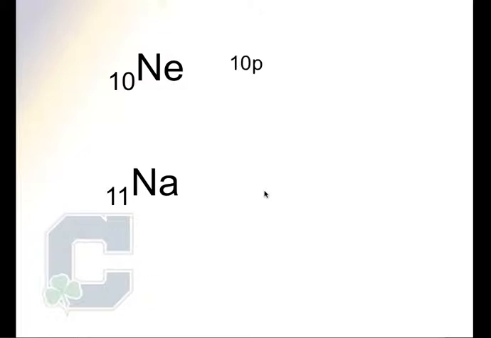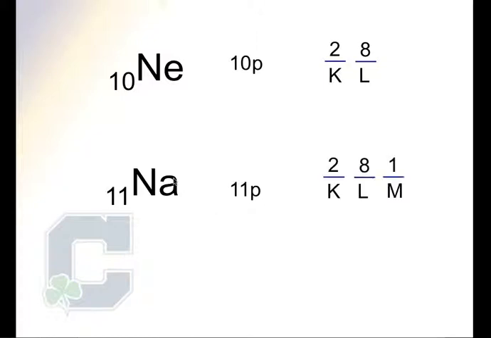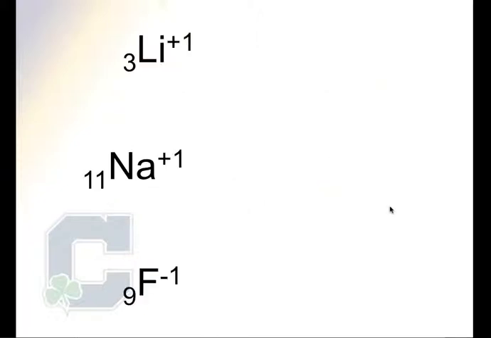So since neon is 10P, that means it would be 2K and 8L. Remember, because the first shell can hold 2, the second shell can hold 8. And then sodium, even though it's only 1 away, we still add the M on there because that would be the 1M. Okay, good. Now, what about these ones? We've got our plus ones and minus ones now.